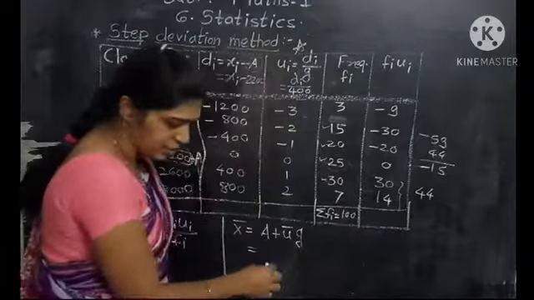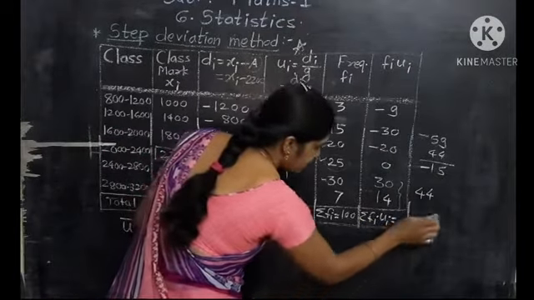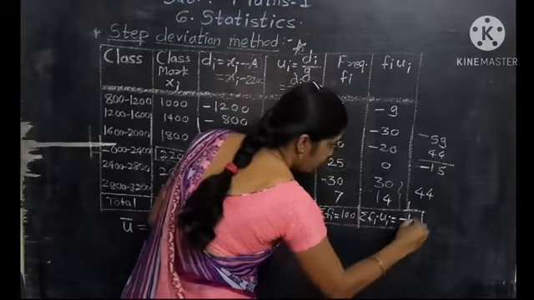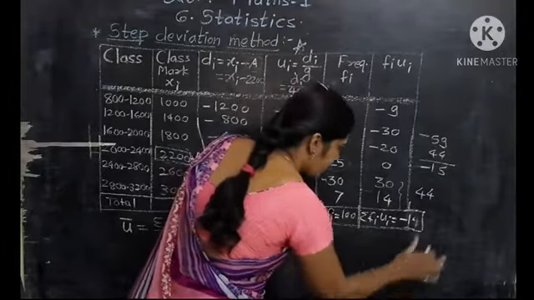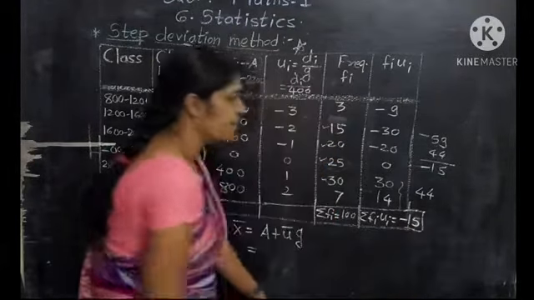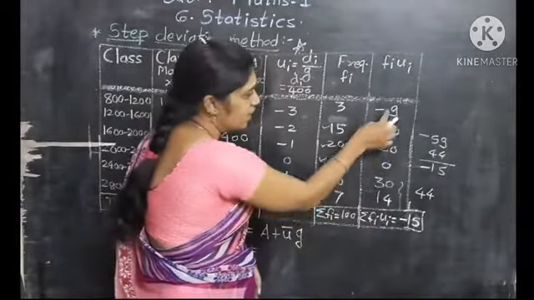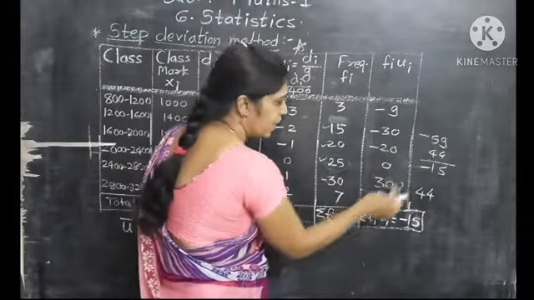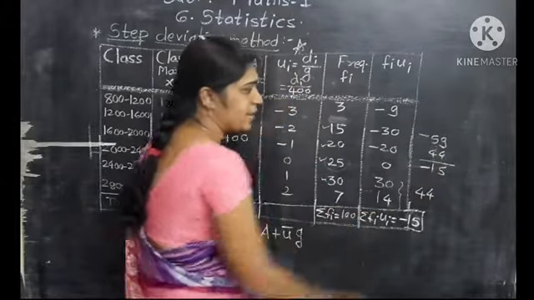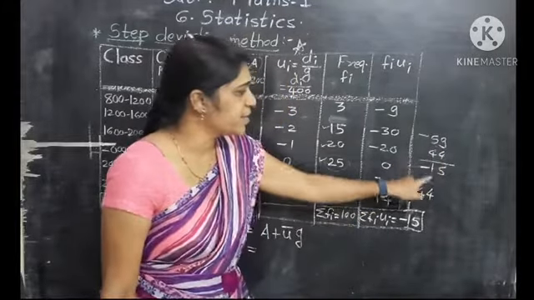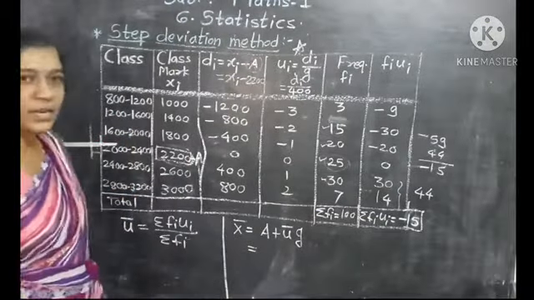Means here summation sigma fi ui, what is the answer here? Minus 14. Sorry, minus 15. Here the answer is minus 15. How to find this sum? Collect the minus terms here and collect the plus terms here. And minus plus becomes minus. Subtraction, and the sign of the greater number. Minus 15. Okay, these 6 columns are completed.